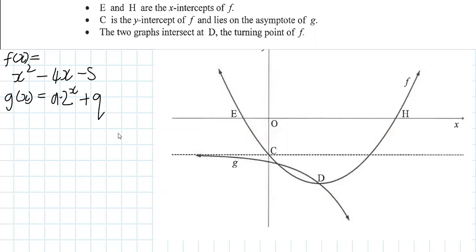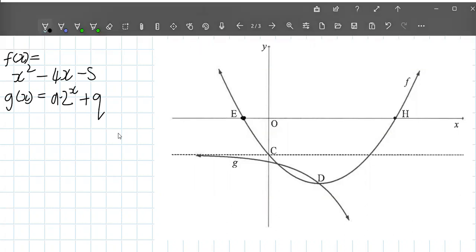Number 4.2. Graphs of f of x and g of x are over here. E and h are the x-intercepts of f. So E and h are x-intercepts. This is the x line. C is the y-intercept of g. And the two graphs intersect at D, the turning point. So this is a turning point over here.